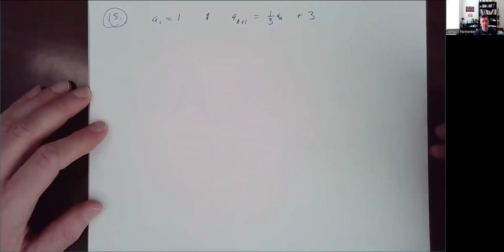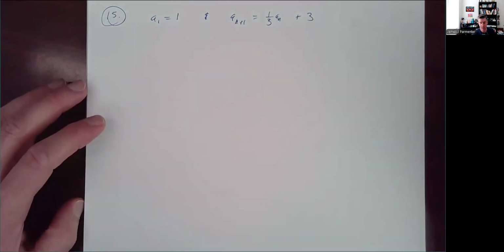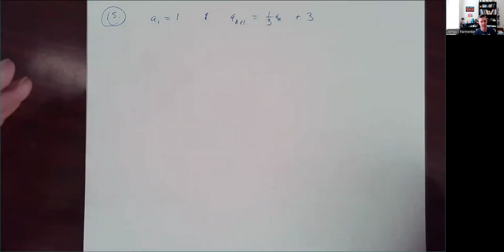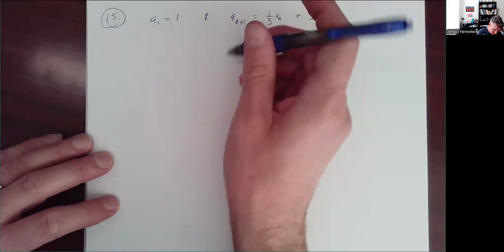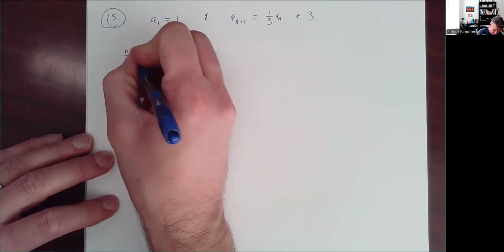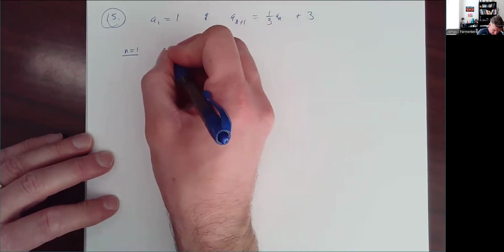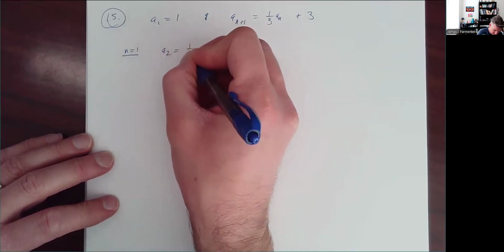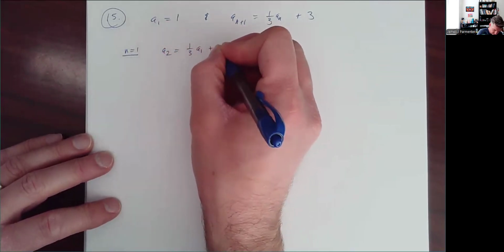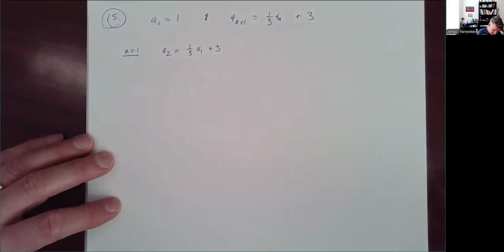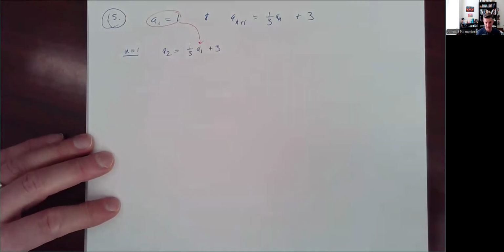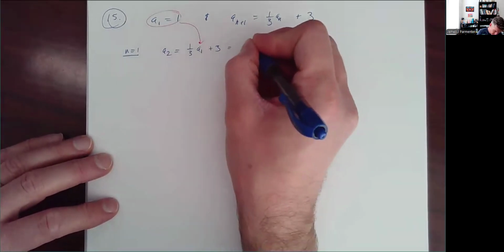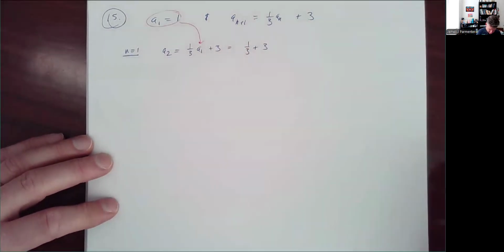Now, an actual question should say to write out a specific number of terms. Let's write out 5 of them. So a sub 1 is 1. Then if we let n equal 1, a sub 1 plus 1, aka a sub 2, is equal to 1/3 times a sub 1 plus 3. And you're going to plug in this value for a sub 1. That's how this always works. So you're going to get 1/3 plus 3.